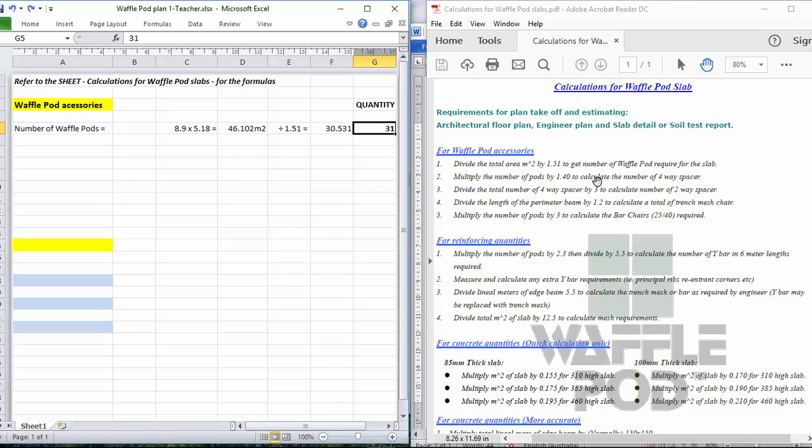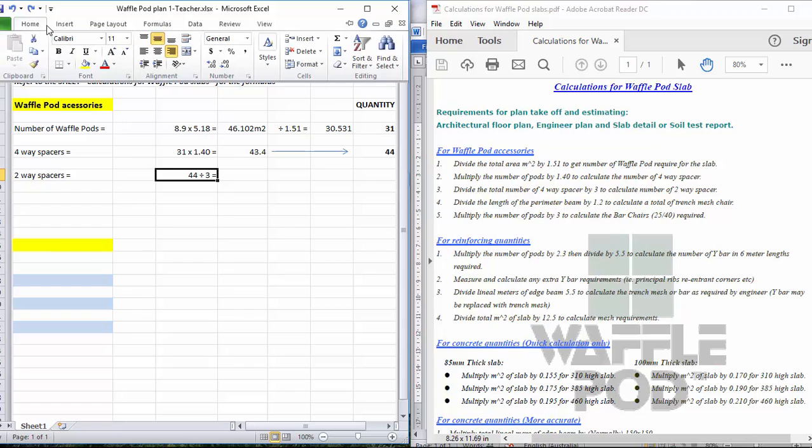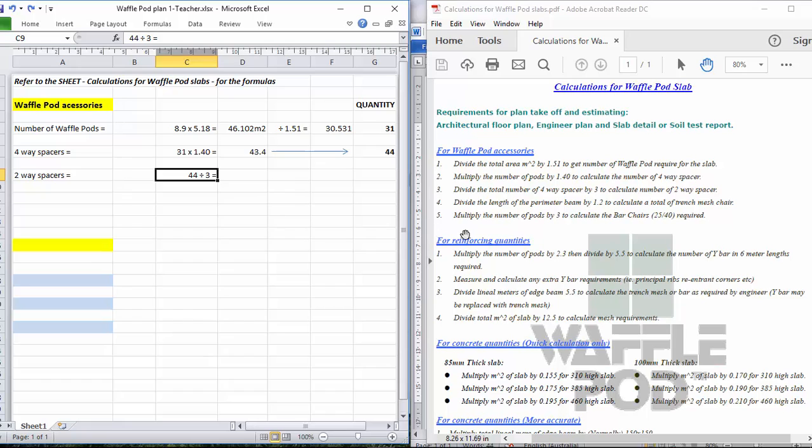Then we want to find out the number of four-way spaces. So we multiply the number of waffle pods by 1.4. That gives us 43.4, and we'll take that up to 44. Then to get the number of two-way spaces, we divide the number of four-way spaces, which we had 44, by 3, which is in the formula there, and that gives us 14.6 two-way spaces. We take that up to 15.